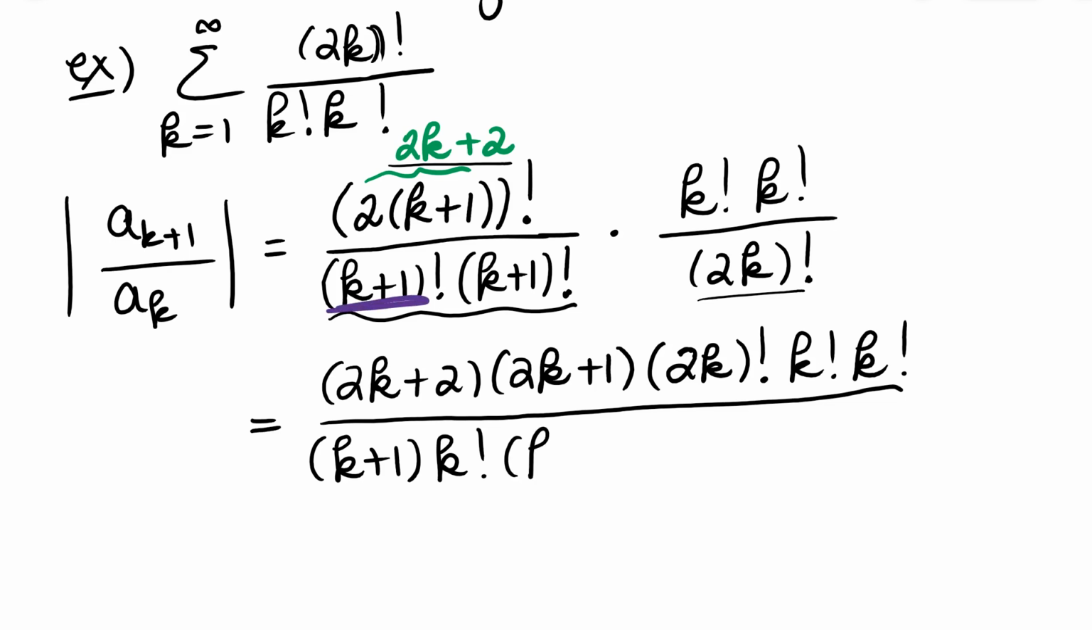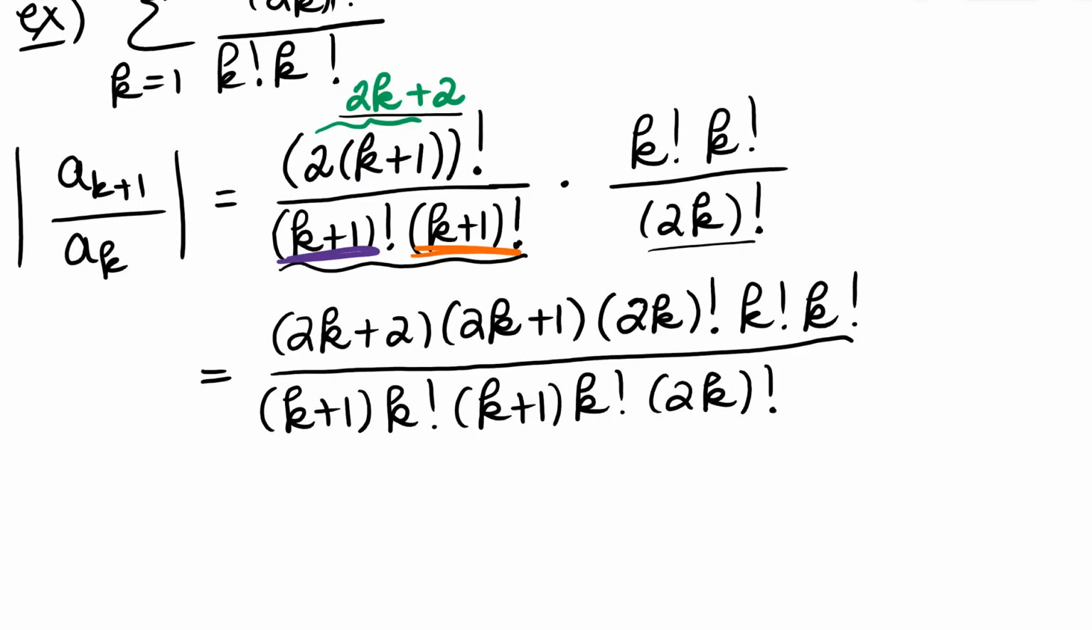Then I'm going to do the same thing. I'm going to pull off a k plus 1. That'll leave me with a k factorial. That is for this one right here. And then what do I have left on the bottom? The 2k factorial. So I'm ready to start canceling.